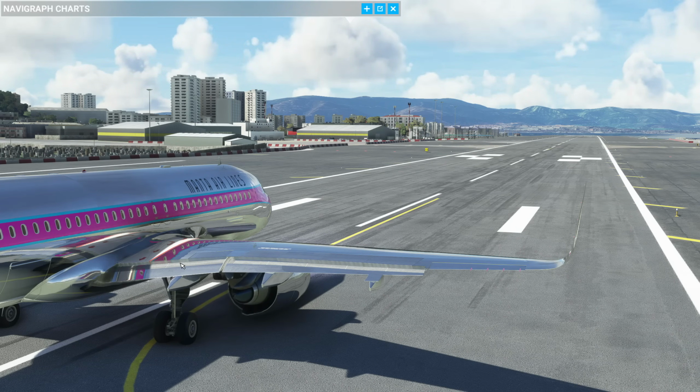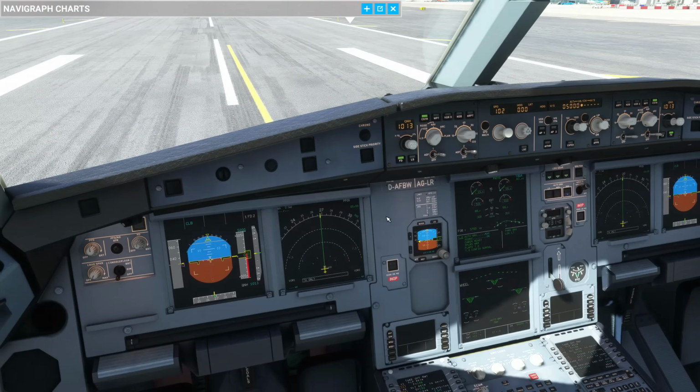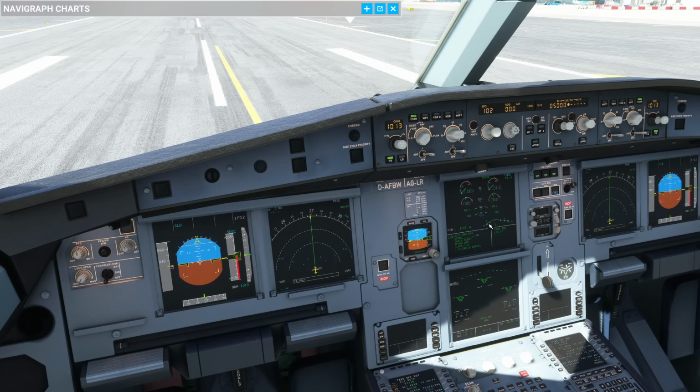You probably have to in Gibraltar, just the runway length would dictate it unless you're incredibly light with a strong headwind or something like that. But there we go. So that's the primary purpose for using flap 3 on takeoff. It's just excellent for the ground distance.